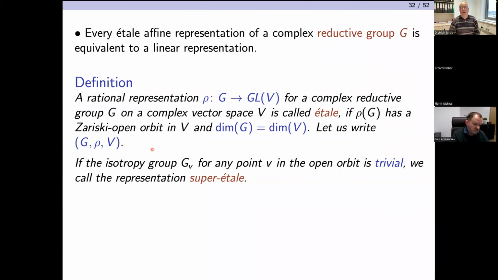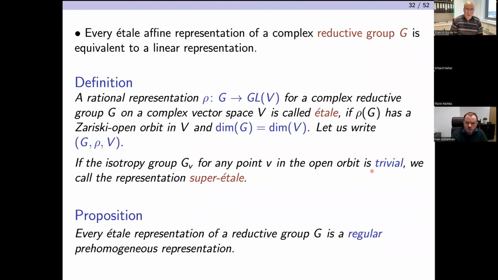And you remember these isotropy groups should be finite. But what if they are not only finite, but trivial? That is a subcase, and we didn't know any better word, so we called it super Etale, because then things get even better for the whole study. And what you get is always a regular prehomogeneous representation. So this is the key result, that our problem on pre-Lie structures reduces to a regular case of prehomogeneous representations studied by other people. So we can take a special case of them.